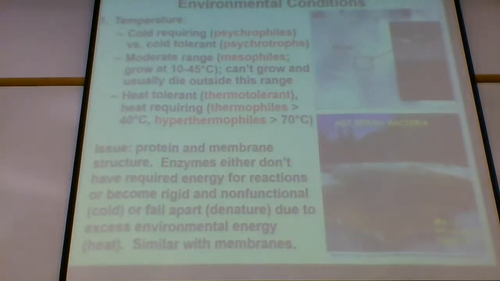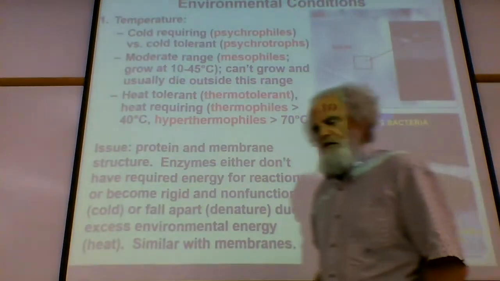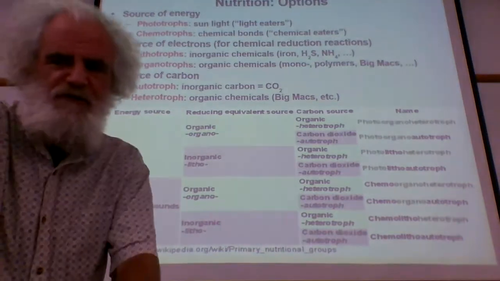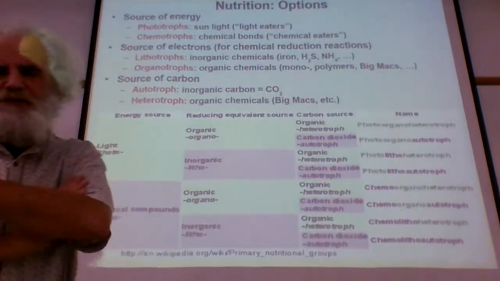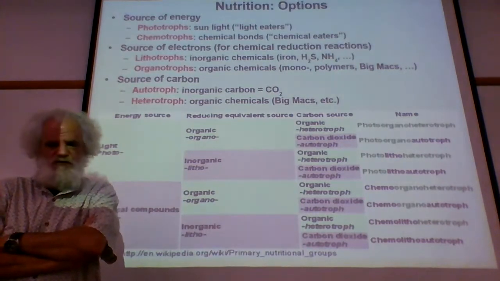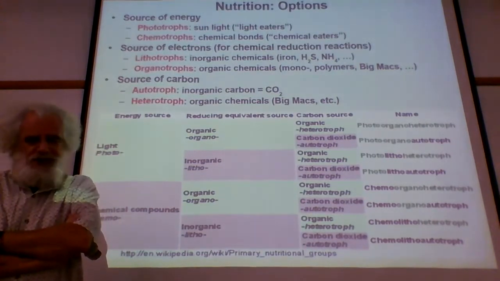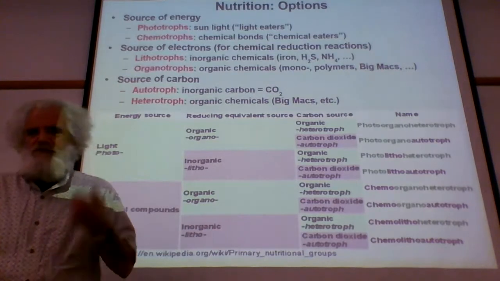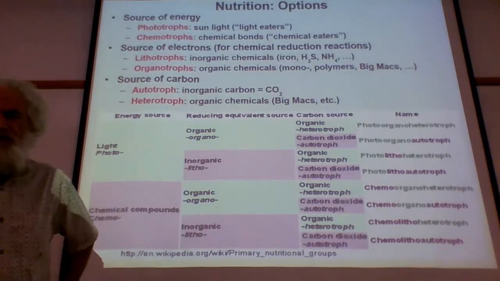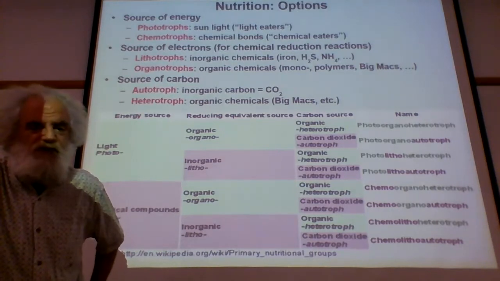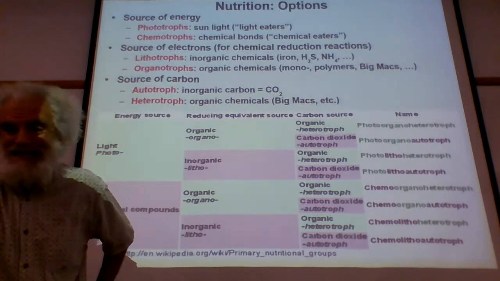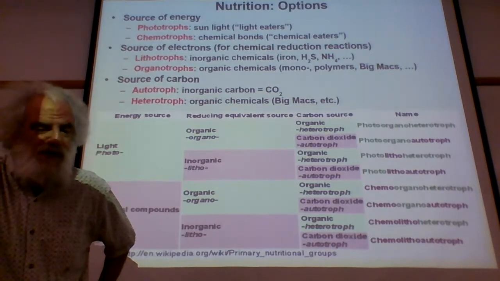So, these are some of the terms we use. This is the complicated slide that we finished up on, the nutrition options, where we got the idea of the source of energy, source of electrons, source of carbon. Break it down like that, set them up so you know the terms: phototrophs, chemotrophs, lithotrophs, organotrophs, autotrophs, heterotrophs. One of the things I think is convenient is to think about what we are versus what a plant is, then some of the weird bacteria.